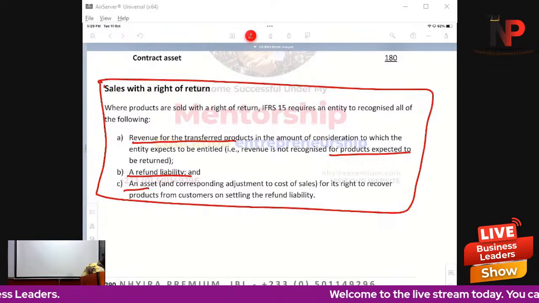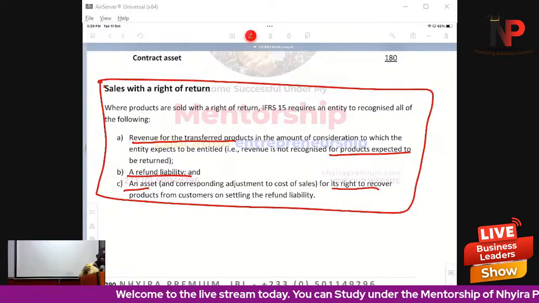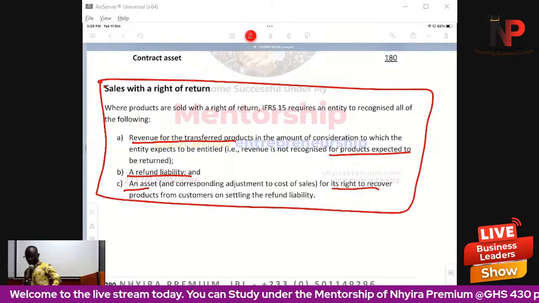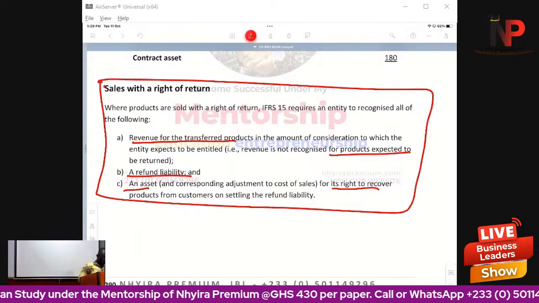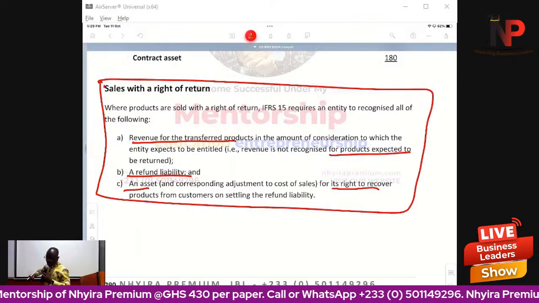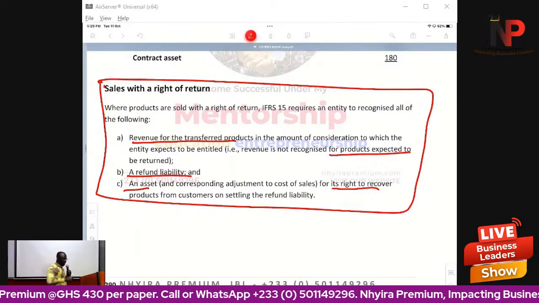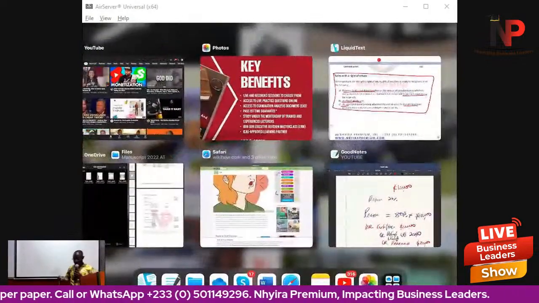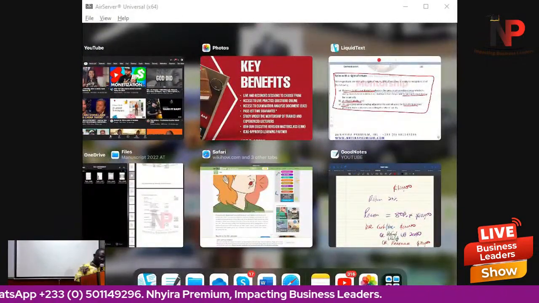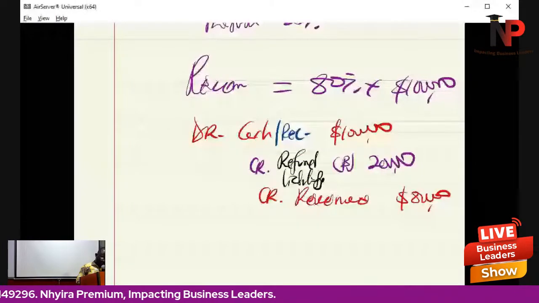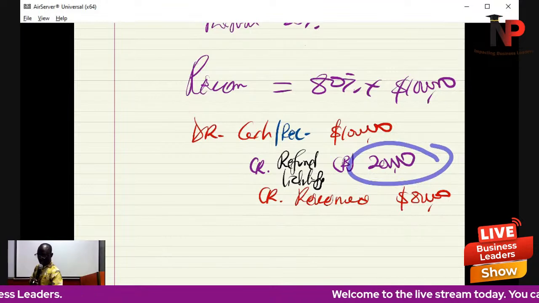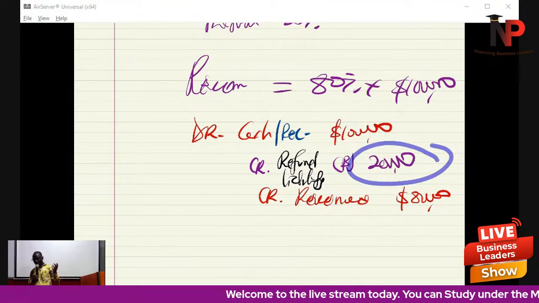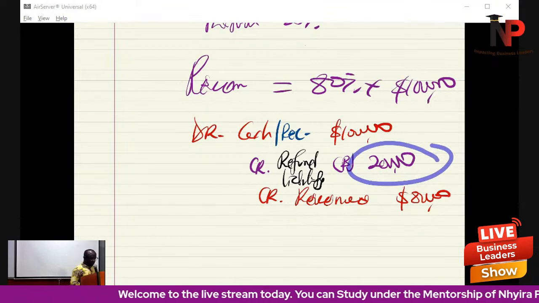Then an asset will be recognized, that is an adjustment to cost of sales, for the right to recover products from customers on settling the refund liability in that regard. So we have to recognize the proportion of the goods that we've sold to the customer that is likely to be returned by the customer. In the context of my illustration here, that's going to be the 20,000. And that 20,000 must be adjusted for in the cost of sales and recognized as part of closing inventory for the entity.